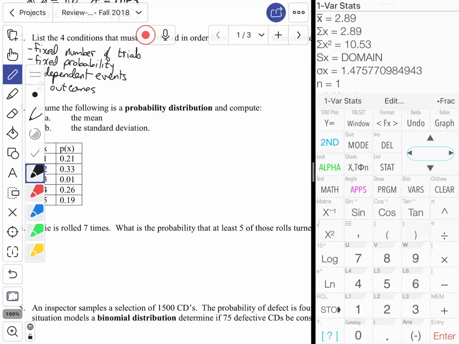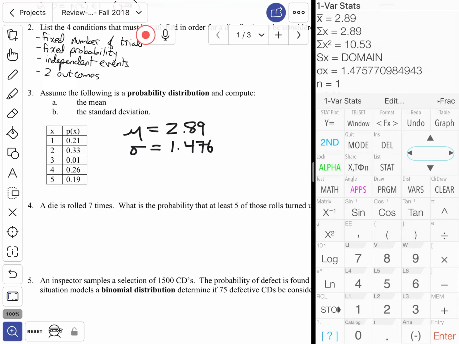It says assume that the following is a probability distribution, so that makes it a little bit easier. I don't have to worry about it not being. The mean is 2.89, and the standard deviation is equal to 1.476, if rounded correctly.